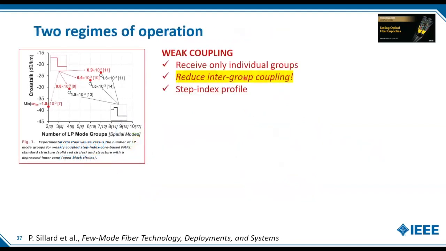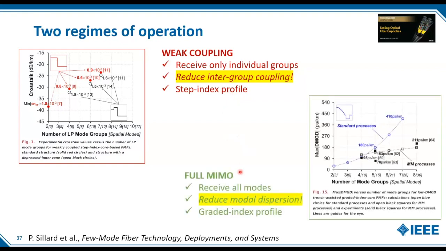The paper reviews two regimes of operation. The first is called the weak coupling. The idea here is that the individual modes are received independently of each other, in which case it is very important to keep intergroup crosstalk as small as possible. And the goal of this approach is to maintain the MIMO SDM complexity low. The solution of choice in this case is a step index profile. And this is because step index fibers have mode groups with only either one or two spatial modes.